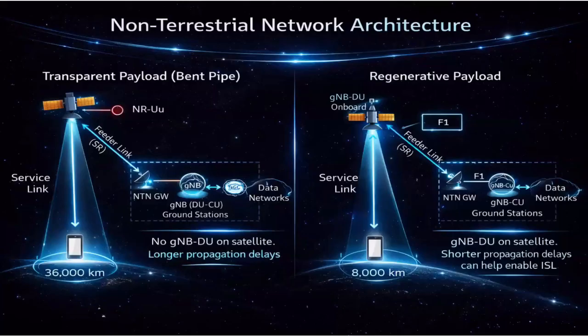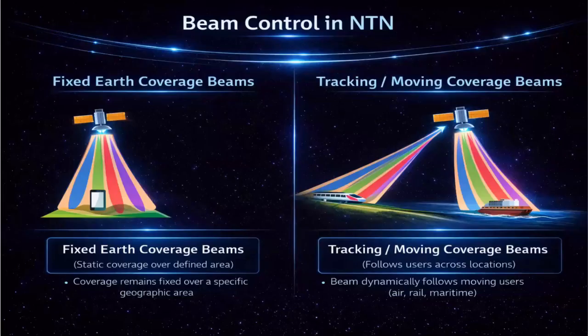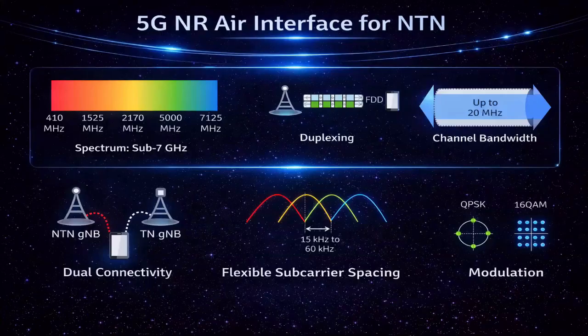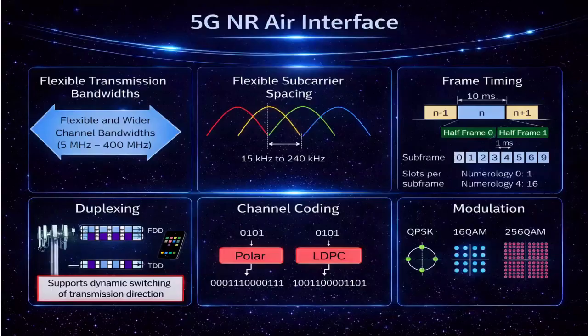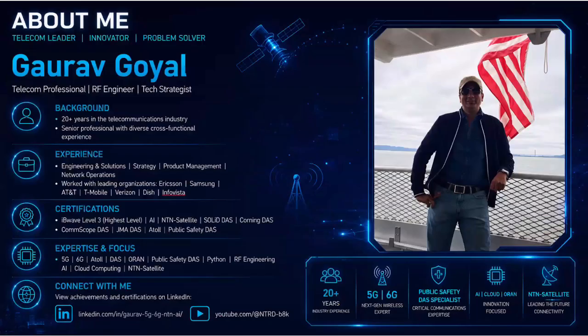Following that, we covered what a transparent payload is, what a regenerative payload is, what the feeder link is, what the service link is, and we went through the architecture of NTN in detail. Next, we looked at fixed earth coverage beams and tracking-area-moving coverage beams. We also compared the similarities between the 5G NR air interface in terrestrial networks and the 5G NR air interface in NTN. These things we covered in our previous sessions.